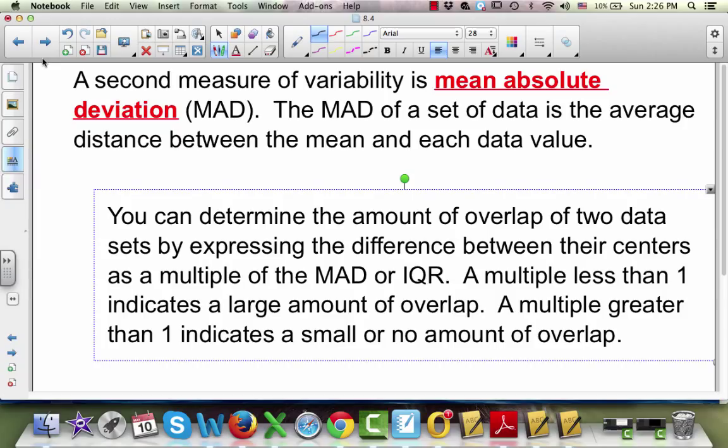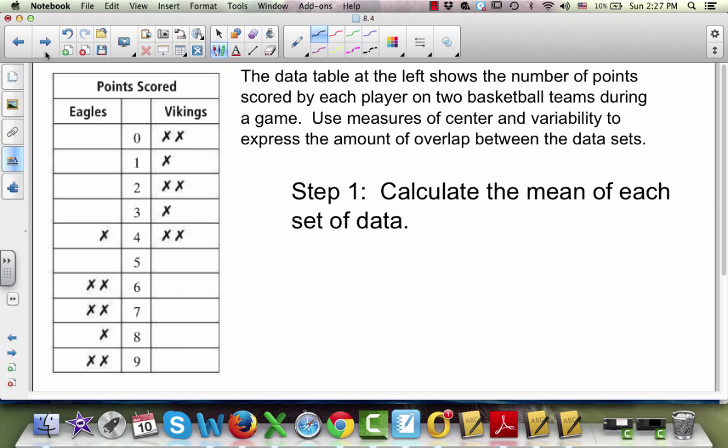You can determine the amount of overlap of two data sets by expressing the difference between their centers as a multiple of the MAD, or the IQR, mean absolute deviation, or the interquartile range. A multiple of less than 1 indicates a large amount of overlap. A multiple greater than 1 indicates a small or no amount of overlap. So let's see what we can find out about this. I know this has been confusing just reading this. But let's see what we can do about understanding it while we do it.